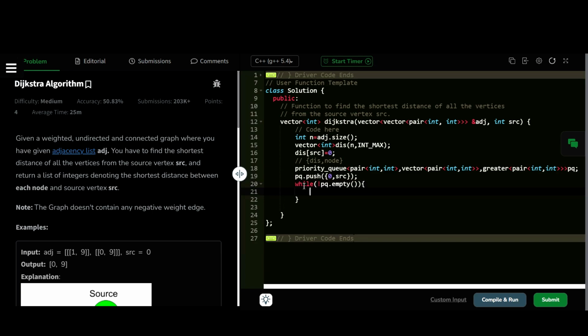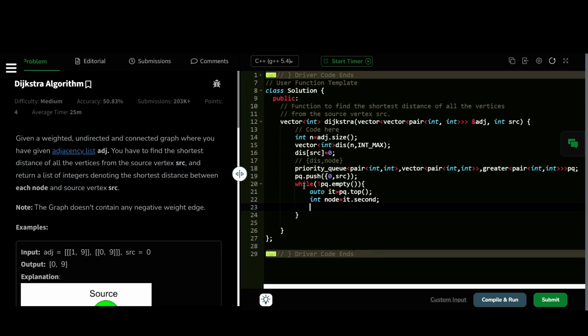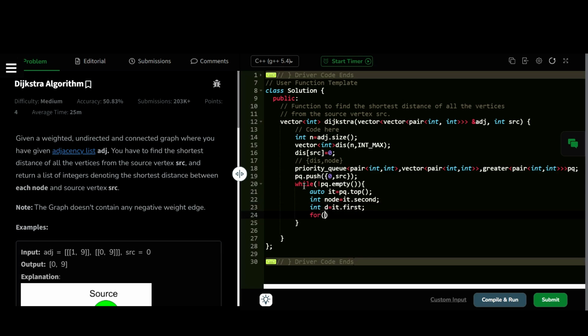While pq is not empty. So first we have to get the minimum, the node which has the minimum distance, pq dot top. So node equals to it dot second, and we have the distance, minimum distance equals to it dot first. Okay. Now we have to traverse all the adjacent nodes, for auto adjacent node in adjacency list of node, right?